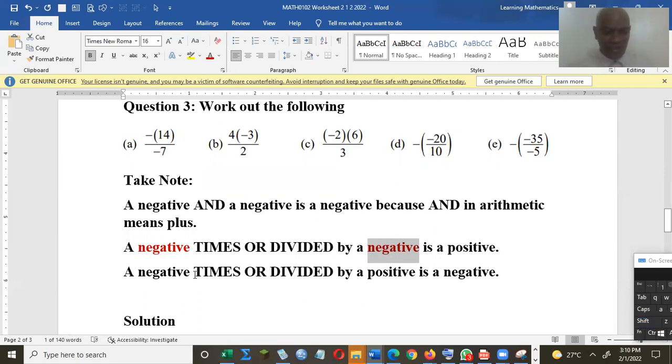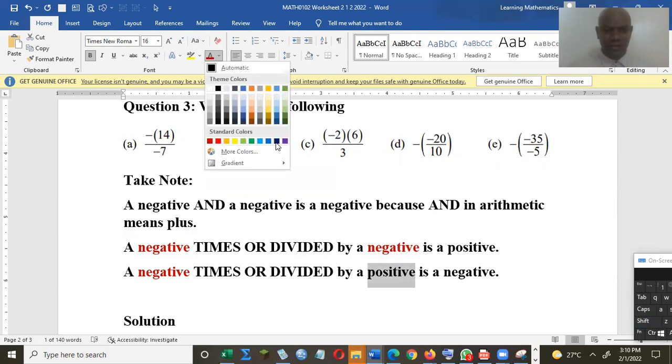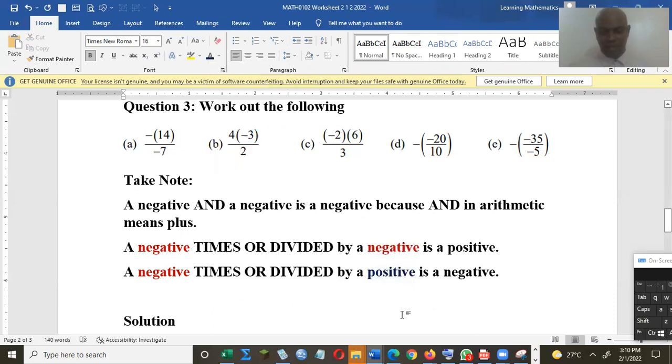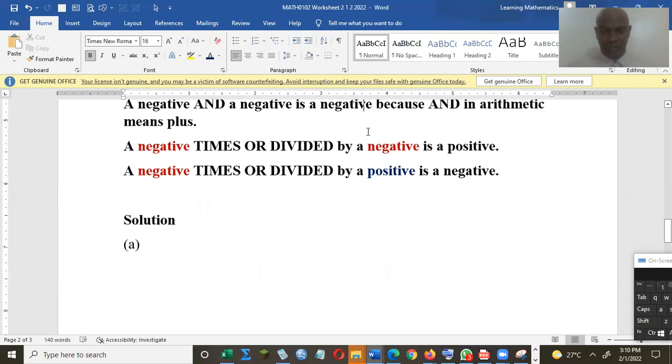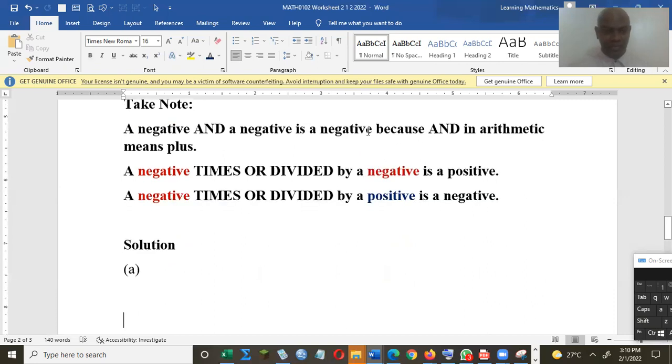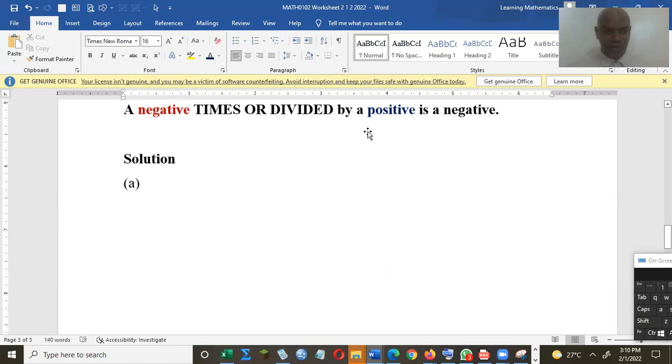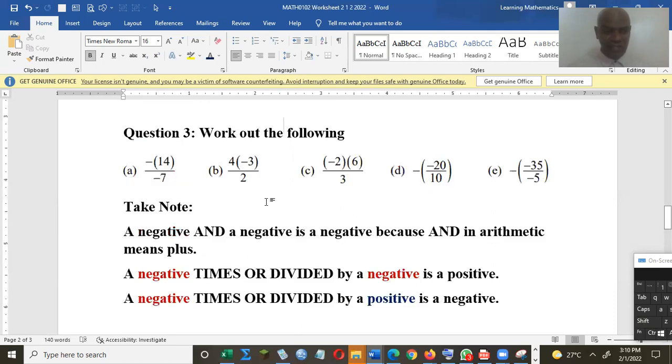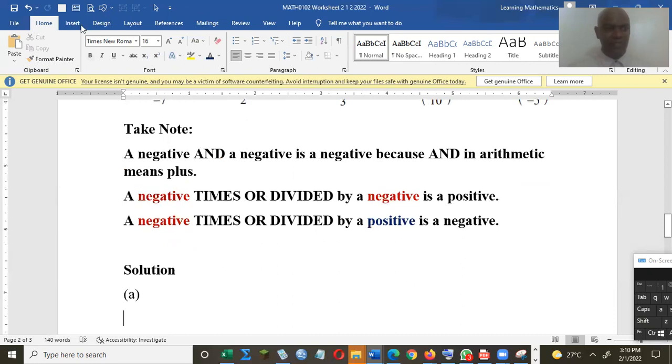But if the signs are different, then the answer now will be negative. Okay. Right, so just remember that. It only applies for times or divide, not for plus. Plus is "and". We'll come to plus later down. So in this one, we have negative 14 divided by negative 7. That will obviously give us a positive 2.